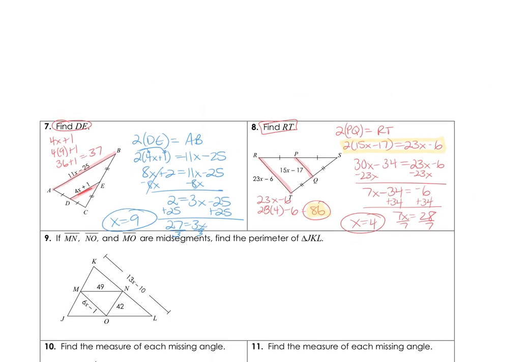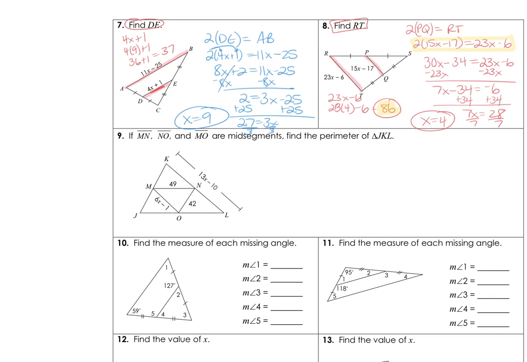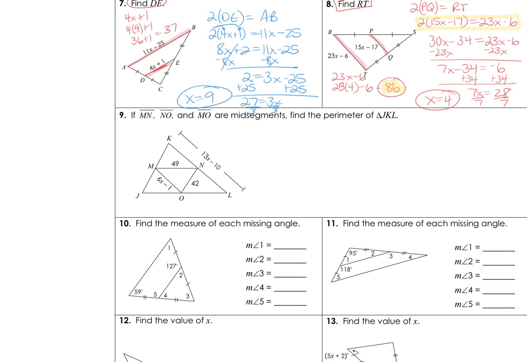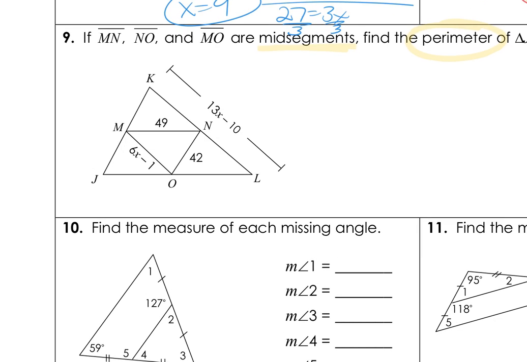All right, let's take a look at a couple of other things. It's just more problems using this theorem, asking for different things. If we look at number 9, MN, NO, and MO are the mid-segments. Find the perimeter. Okay, so we are definitely going to need a little bit of algebra here. I'm going to start with some of the easier pieces.